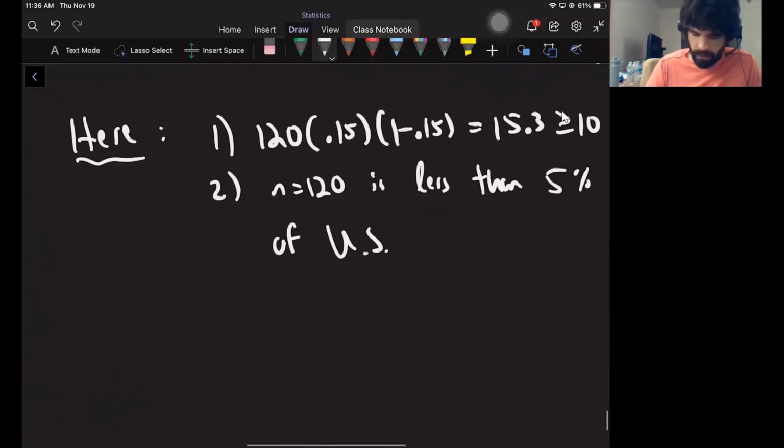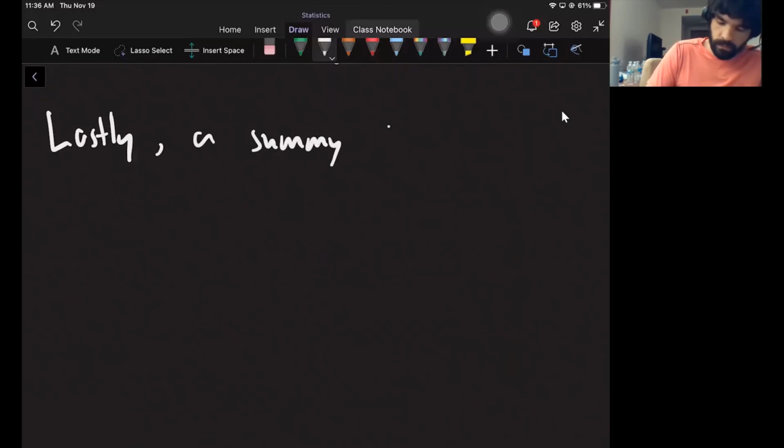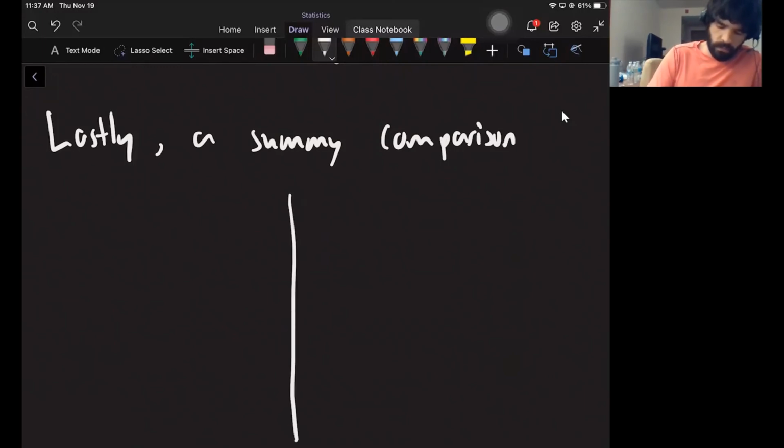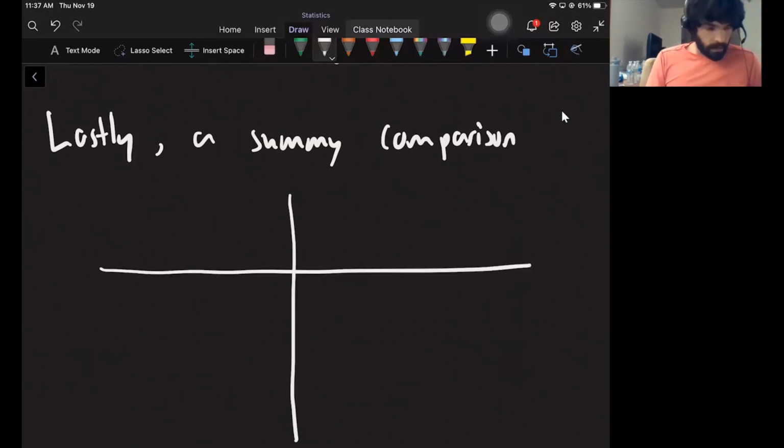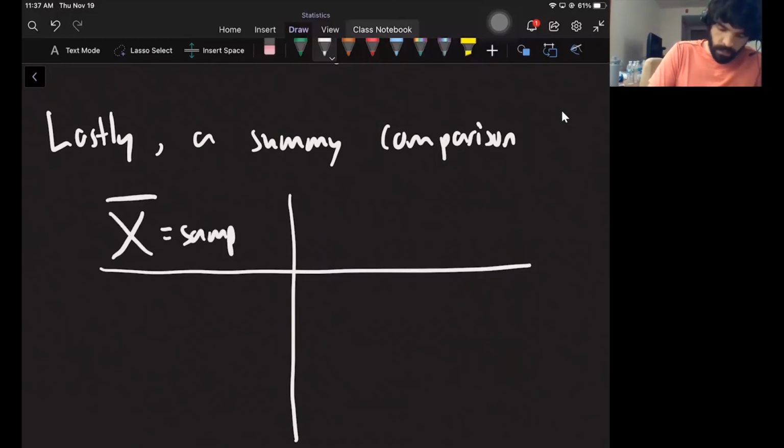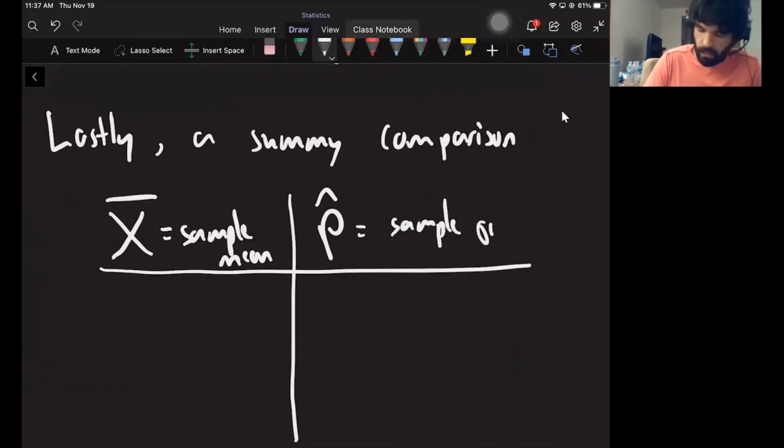Okay, so this is the end of the examples. Now I just want to do a little summary comparison between what we just did and sample mean stuff. So the idea is that we use capital X bar to mean the sample mean, and we use capital P hat to mean sample proportion.